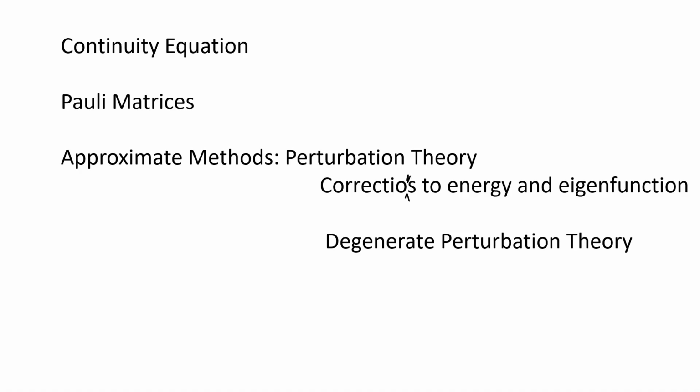And then we'll get ahead with a new topic called approximate methods in quantum mechanics, which involves learning perturbation theory and the corrections to energy and eigenfunction. We'll talk about non-degenerate perturbation theory and then degenerate perturbation theory and apply it to a few examples, and then probably go over to the time dependent perturbation theory. What I am talking about here is time independent perturbation theory.